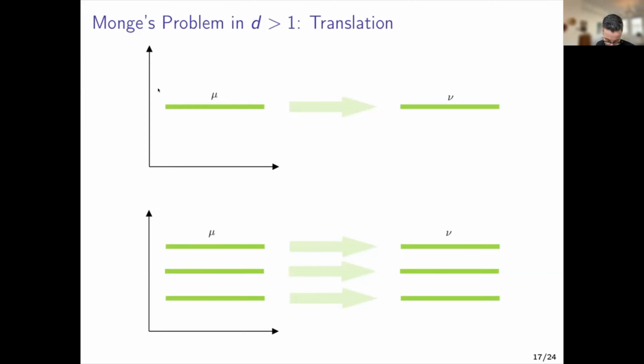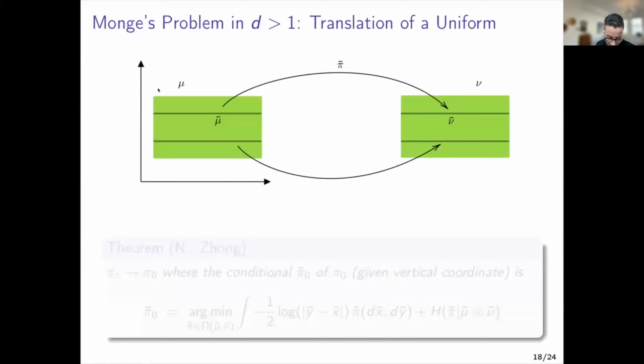Okay, so now I want to move to the continuous limit of this, from 3 to 4 to continuum many horizontal lines. And this brings me to a problem which is finally interesting. So here mu is the uniform measure on a rectangle in the plane. Nu is also the same thing, but translated to the right.